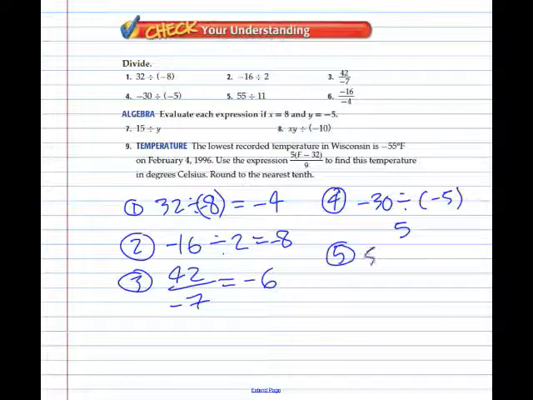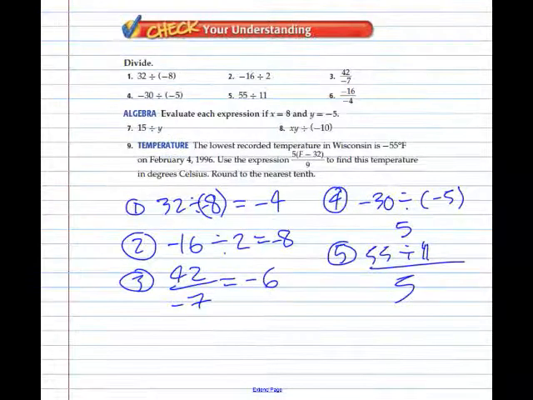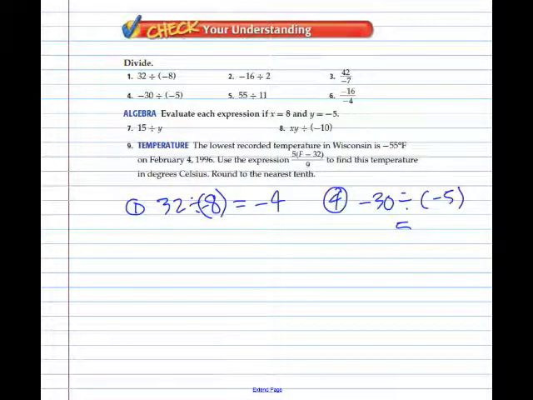Number 5. 55 divided by 11 is actually 5. 55 divided by 11 is 5. Let's fix this. This is too messy. Number 6. Negative 16 divided by negative 4, like signs, gives us a positive outcome of 4.